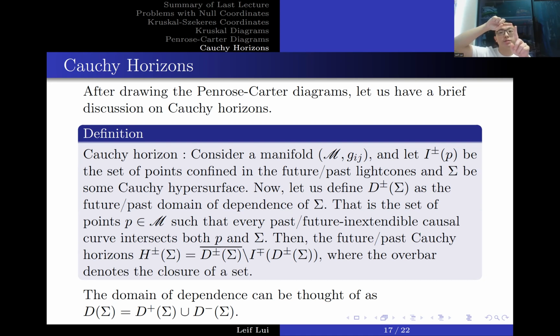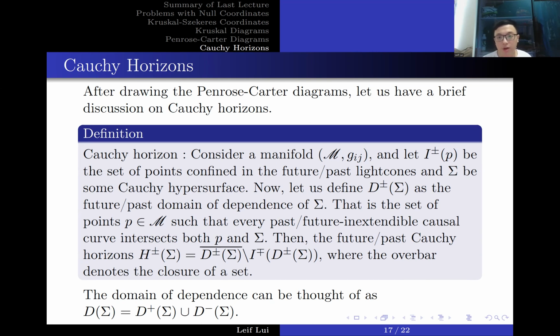So if you have a world line that does this, and you have a hypersurface that cuts the world line, it intersects the hypersurface twice, and this is not a Cauchy hypersurface. So a Cauchy hypersurface is one where, for one world line, the hypersurface only intersects the world line once. And now let us define D plus or minus as the future and past domain of dependence, and that is the set of points within M such that the past or future inextendable causal curve intersects P and sigma simultaneously.